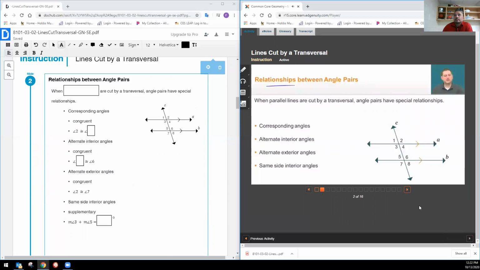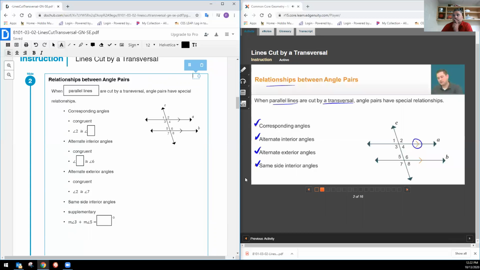Let's take a look at the relationships between angle pairs. Now, when parallel lines are cut by a transversal, the angle pairs have special relationships. Here in the diagram, I have two lines cut by a transversal, which means the classification of these angles, like I see here on the left, is still the same. But in this case, we're talking about parallel lines.